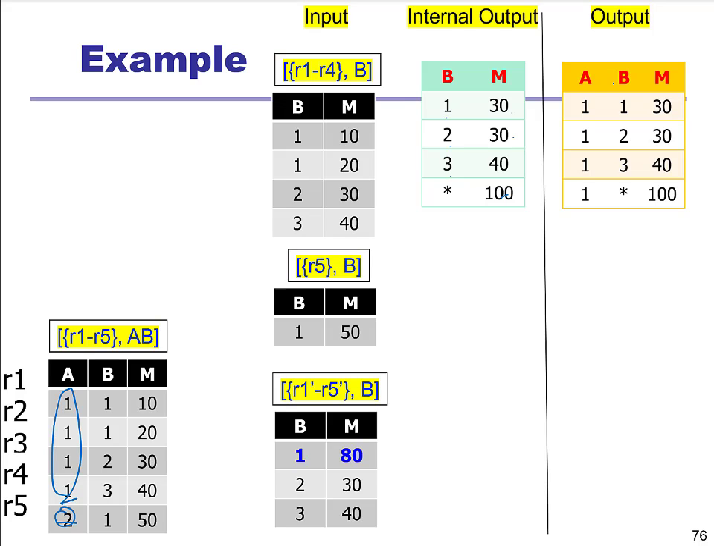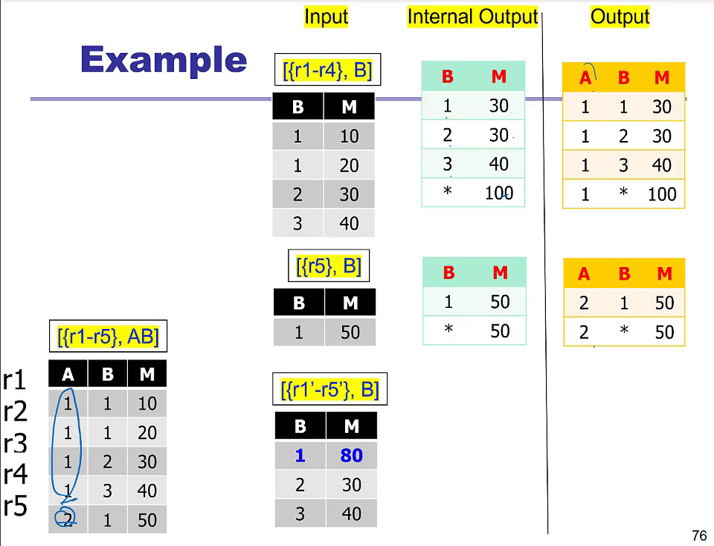So for the actual output, we put A back. Here A is all 1. For the second slice, we have B equals 1, M equals 50, and to sum them together, we have B equals star, M equals 50 again, and put A back.